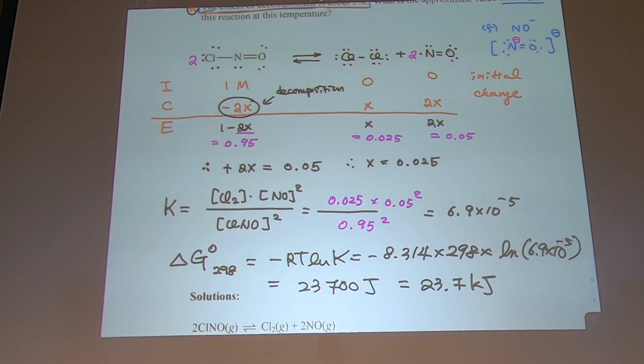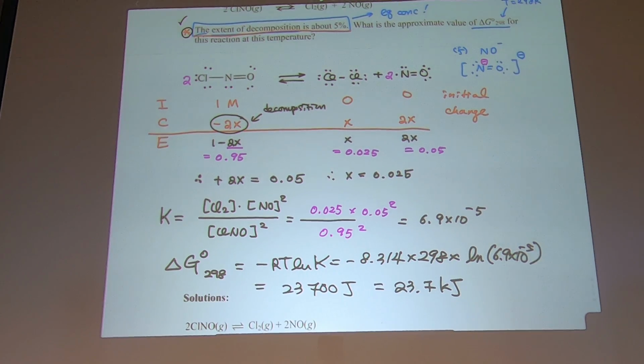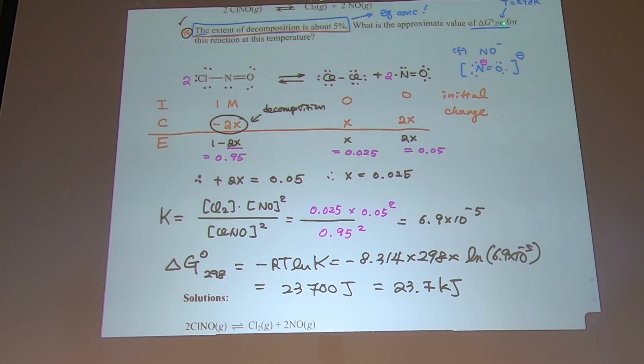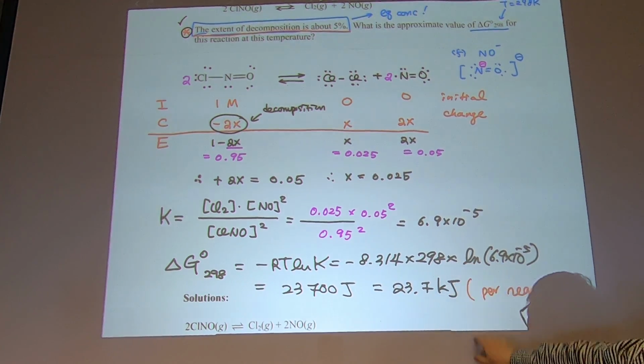So that's the answer to the question, what is the delta G value for this reaction. I cannot and should not write per mole. Keep in mind that this is per reaction, as the reaction is written on the blackboard. So as the reaction is written, this is just kilojoules.